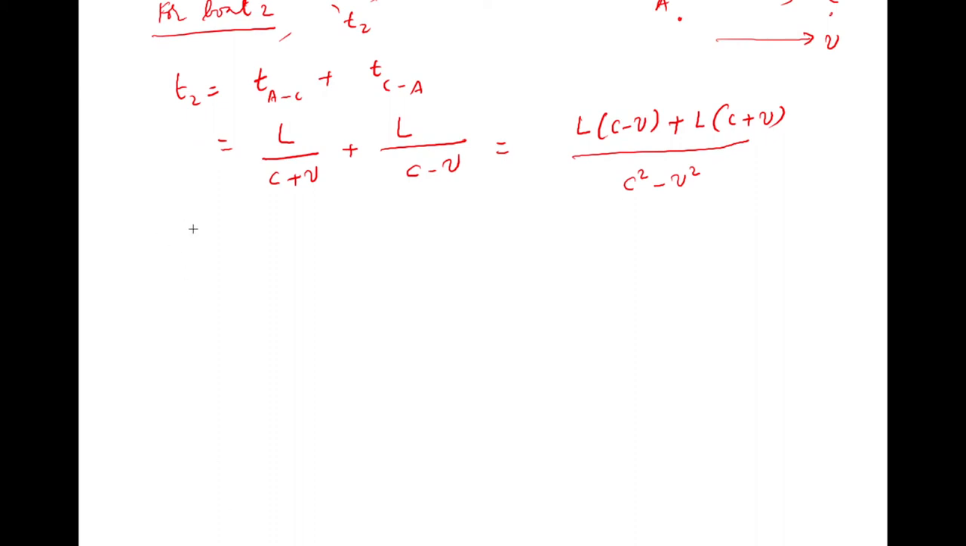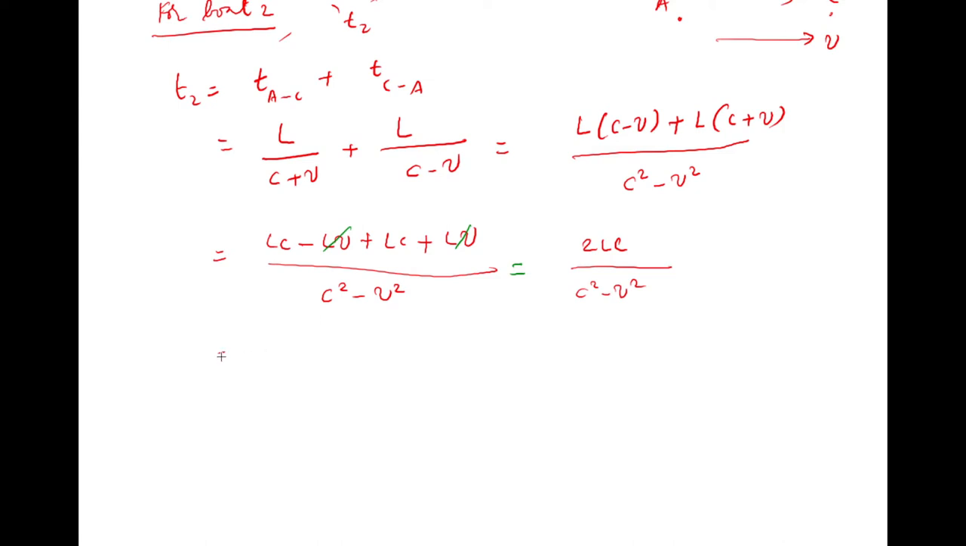Again, now we can continue with this multiplication. LC minus LV plus LC plus LV, over C squared minus V squared. And now you can say that these two terms are going to cancel, and you have effectively 2LC over C squared minus V squared. In this, I can take the C squared out. So I have 2LC, C squared outside, and 1 minus V squared over C squared, again in this form.